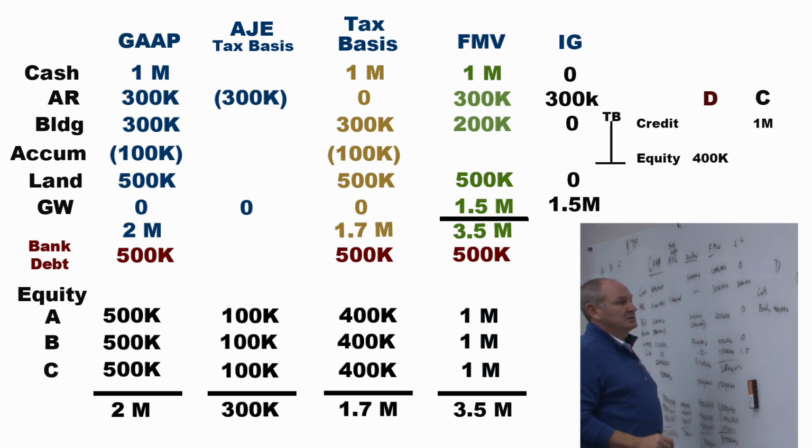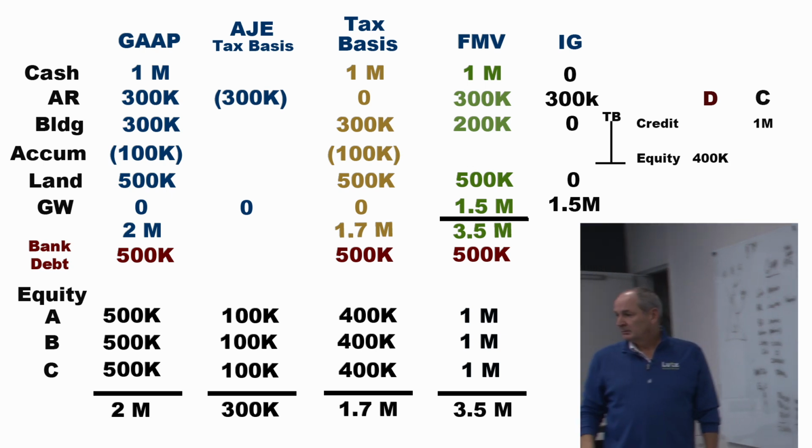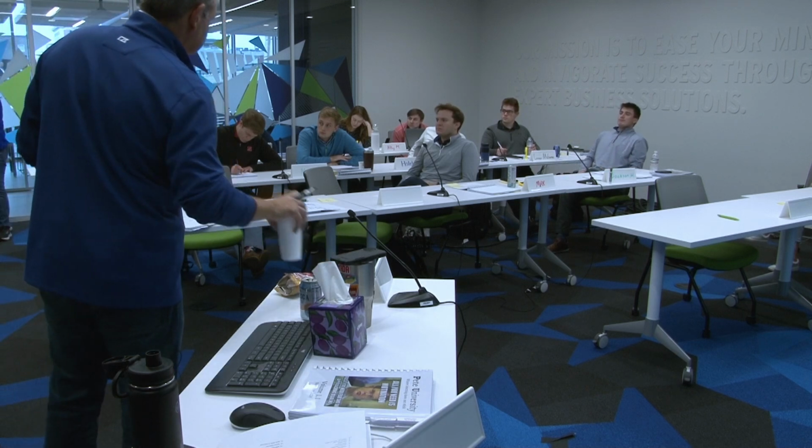400,000. And these are from our tax basis column, correct? And now where do we pull from? The inherent gain. And what do we pull from the inherent gain column? What you got, Luke? Where do you take a third of AR and a third of goodwill?